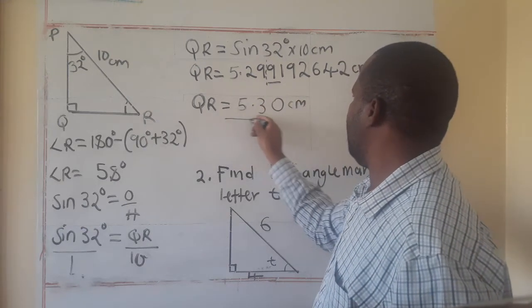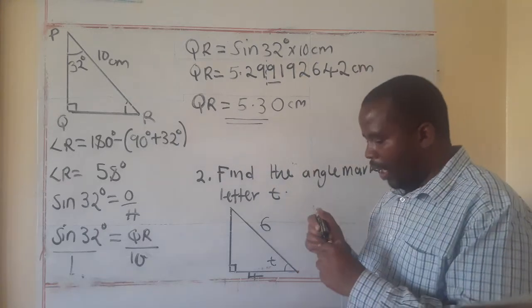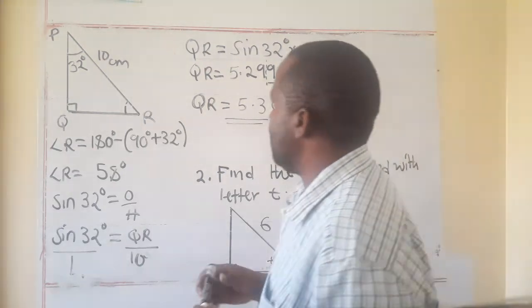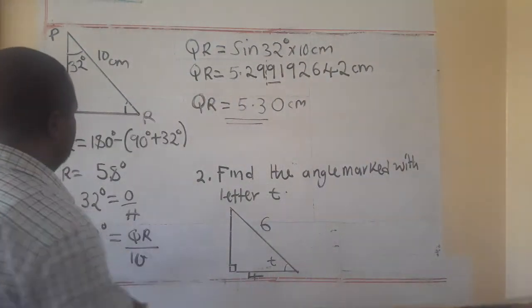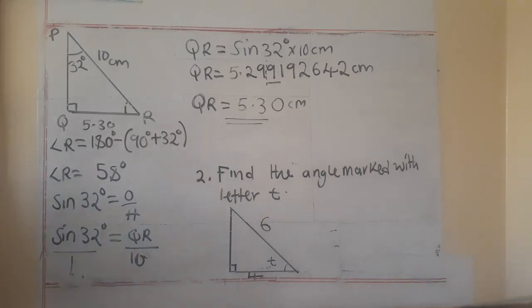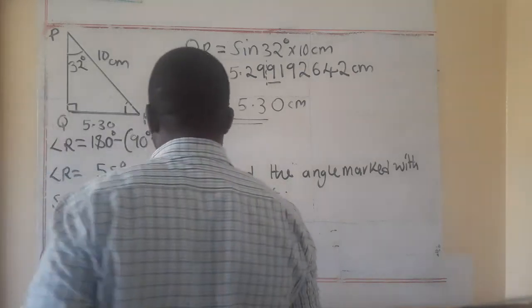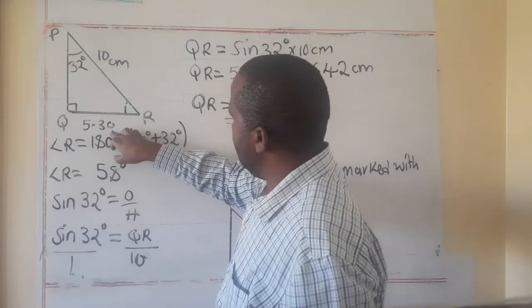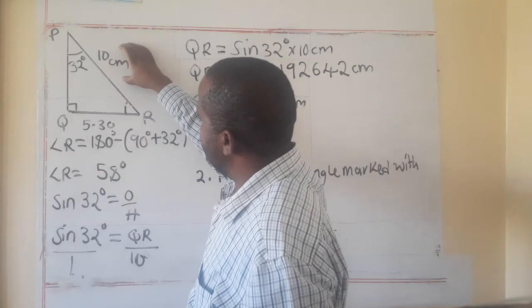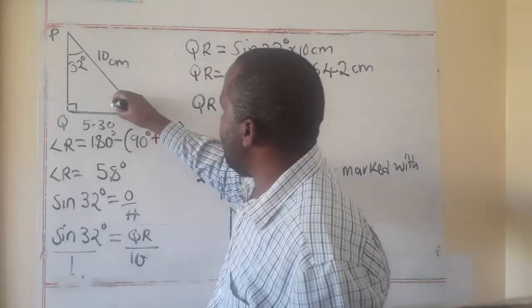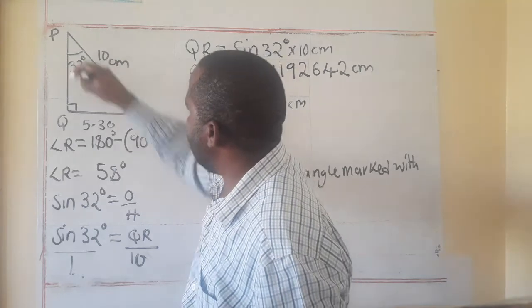So this is what we have in terms of 3 significant figures. Here we have 5.3. One can add a 0. So now what we are saying is, I have 5.3. Then you have the hypotenuse there. Are you able to get this? So you can choose whether you want to use this angle or that angle.